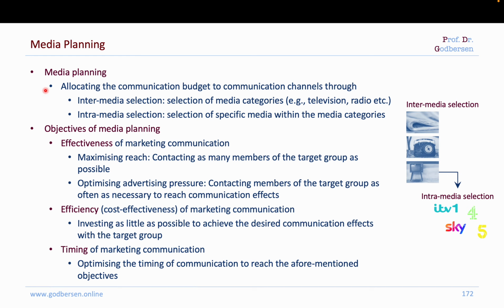As just said, what we want to do is allocate our communication budget to the communication channels through intermedia selection and intramedia selection. Intermedia selection is what are our media categories? It's the telly, the radio, the newspapers, magazines. Intramedia selection is then selecting specific media within these categories. Just assume we're saying newspaper, not for us, radio, we're going through the telly. That would be intermedia selection. And then what channel are we choosing? Is it ITV, Channel 4, Channel 5, Sky? That would be intramedia selection.